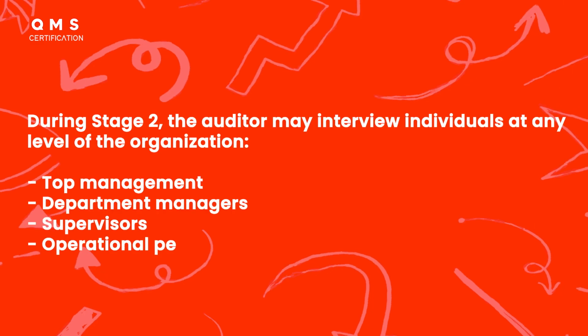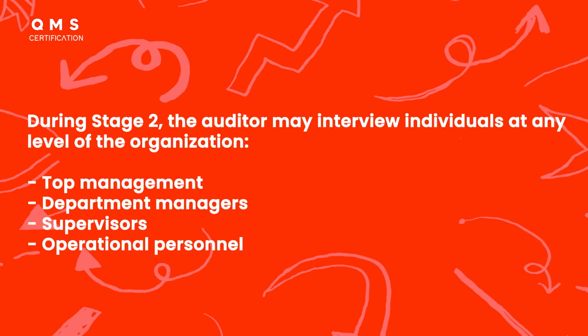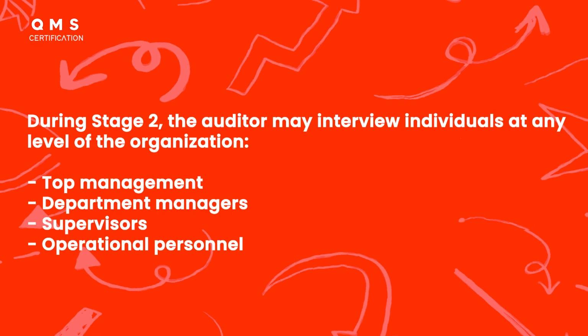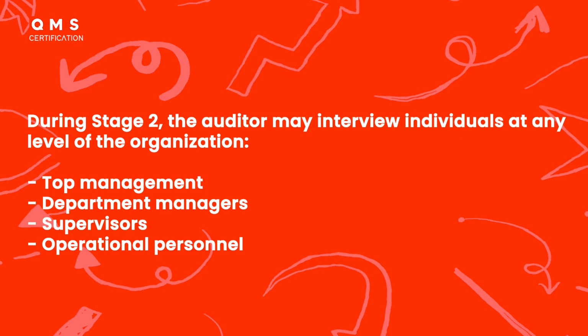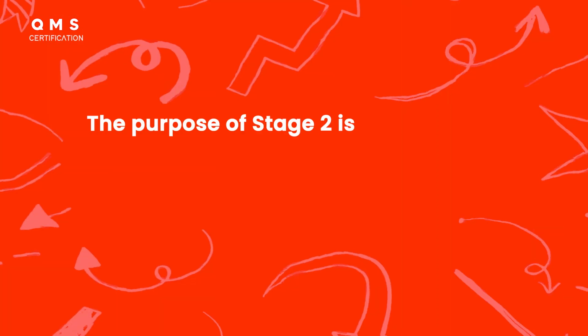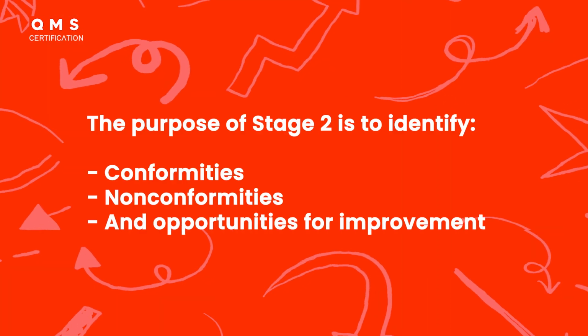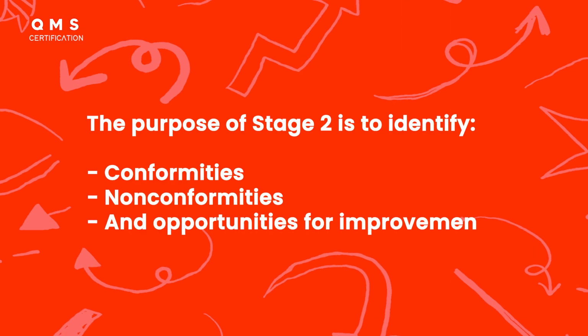During Stage 2, the auditor may interview individuals at any level of the organization: top management, department managers, supervisors, operational personnel. This stage is conducted using sampling methodology. The auditor reviews selected processes and records to assess conformity and effectiveness. The purpose of Stage 2 is to identify conformities, nonconformities, and opportunities for improvement.